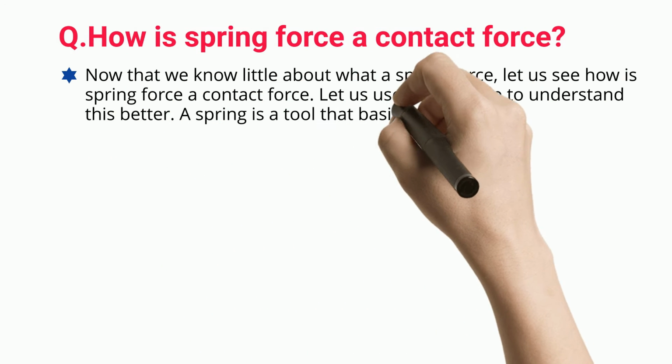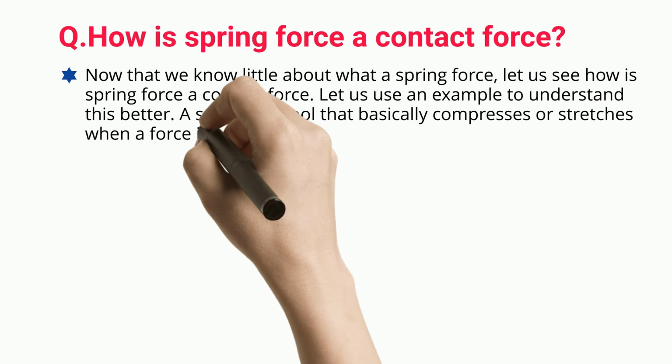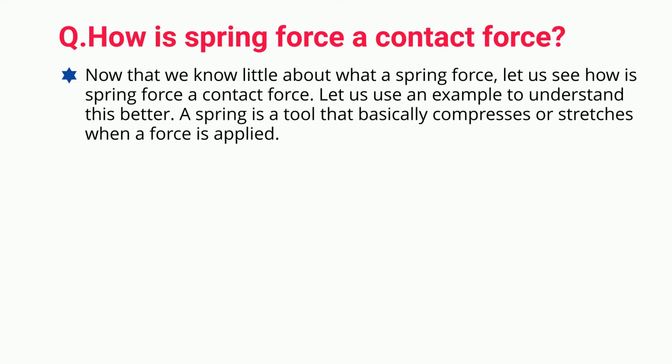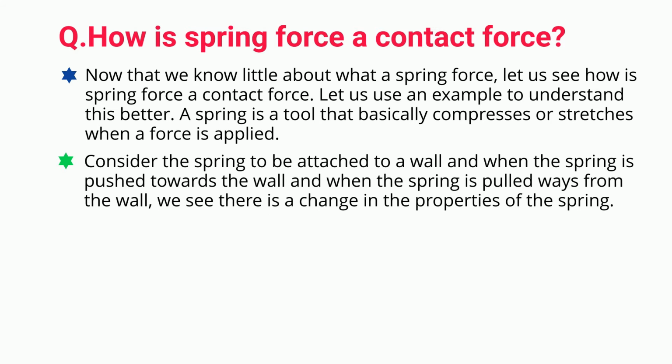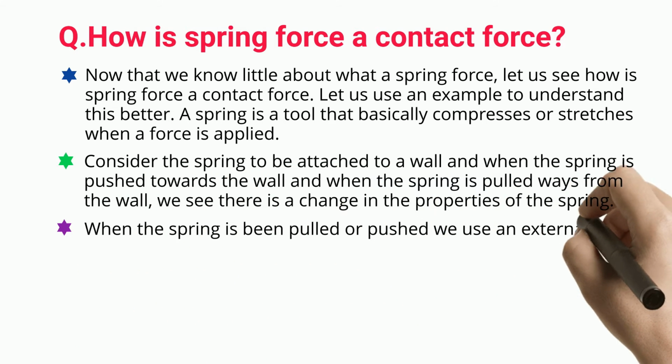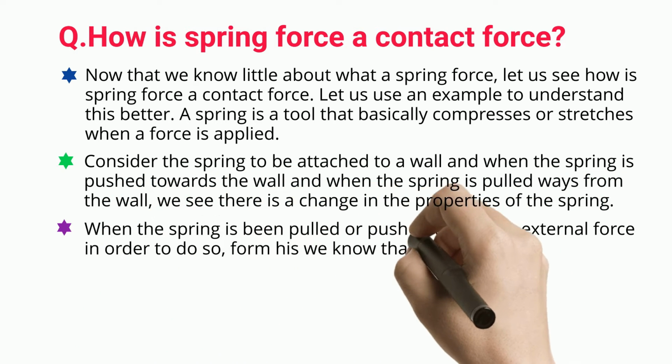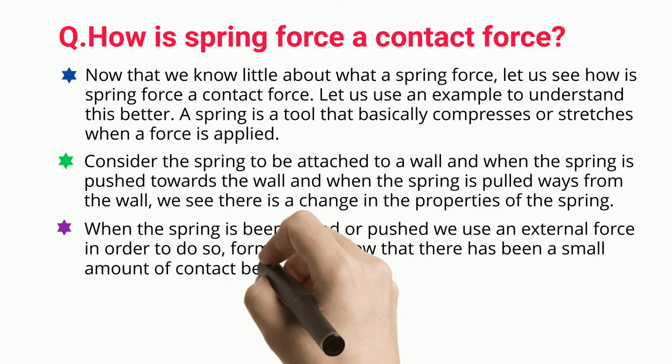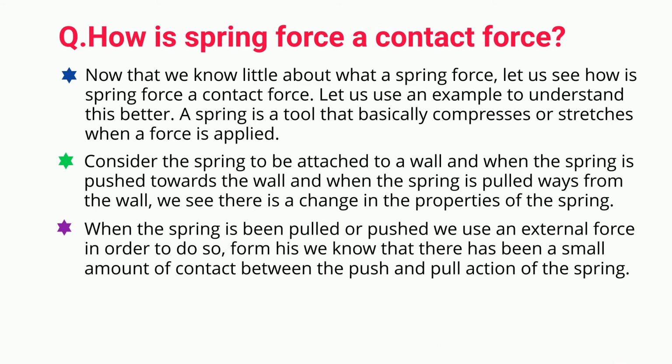Let us use an example to understand this better. A spring is a tool that basically compresses or stretches when a force is applied. Consider the spring to be attached to a wall. When the spring is pushed towards the wall and when the spring is pulled away from the wall, we see there is a change in the properties of the spring. When the spring has been pulled or pushed, we use an external force to do so, and we know that there has been a small amount of contact between the push and pull action and the spring.